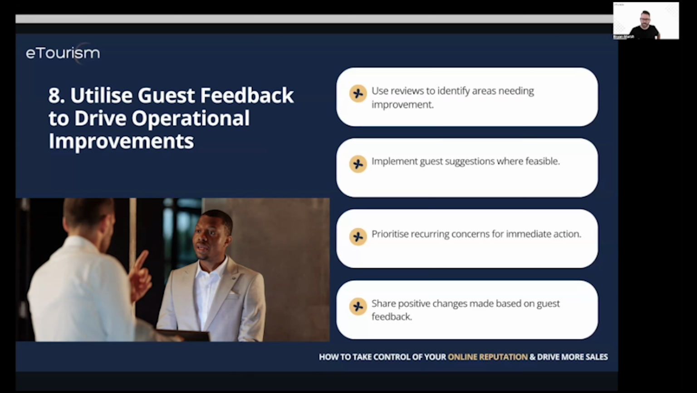Implement guest suggestions where feasible. If you're welcoming feedback and they're giving it to you, and there is feedback there that you can implement, then go for it. Again, you get to use this as a part of your marketing and how you respond. You've taken it on board. You've implemented these changes. Prioritize recurring concerns for immediate action. Speaks for itself. Share positive changes made based on guest feedback.